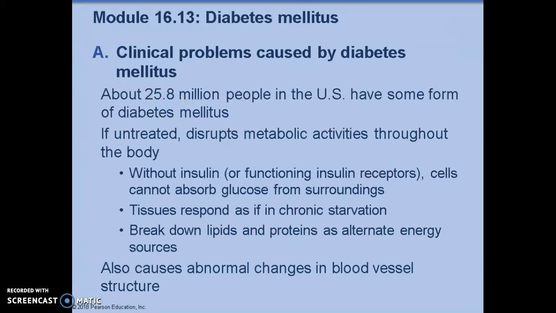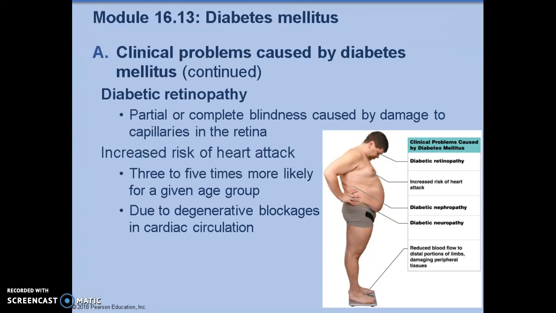And it also causes abnormal changes in the structure of the blood vessels. So this can result in diabetic retinopathy, partial or complete blindness because of the damage to the capillaries of the retina. It can result in increased heart attack risk and blockages due to changes in circulation. So it would cause damage in portions of the limbs, your toes, your feet.